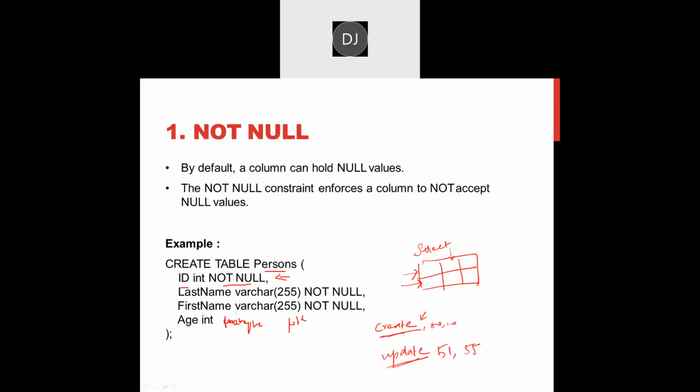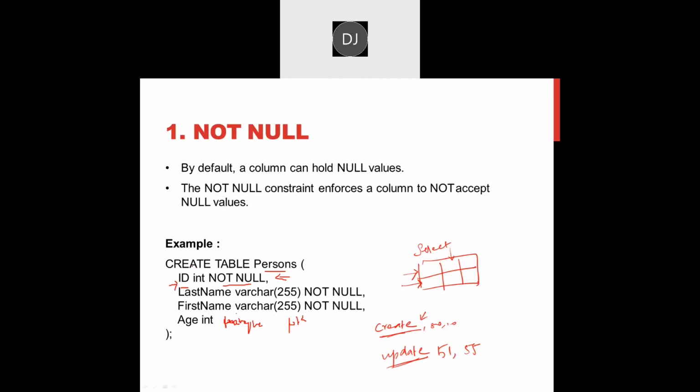The not null constraint enforces a column to not accept null values. You understand this, no? If I say a column is not null, the values which are entered for the column should not be null. That's what it is. Very simple.